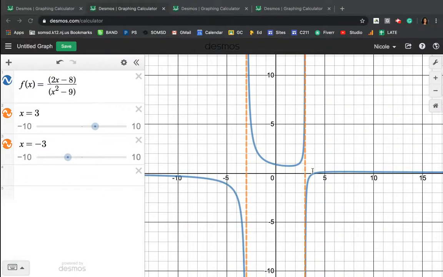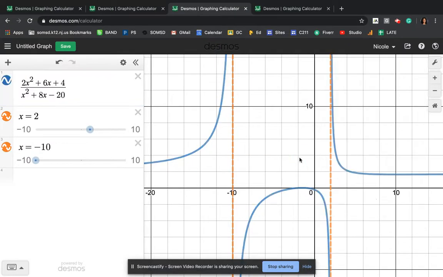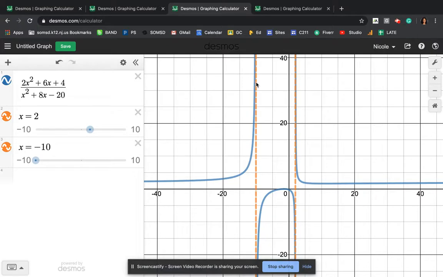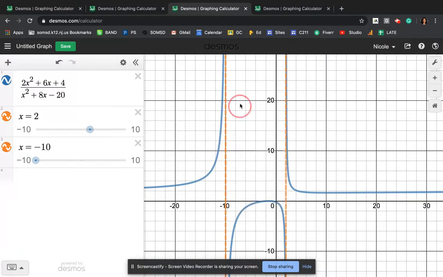And so I am going to look at this. There are three sections of the graph. Here's the same function, and I put 2 and negative 10. And if you see, there are three sections, 1, 2, 3, where it's going, they're completely separate, but it's infinitely approaching our vertical asymptote.